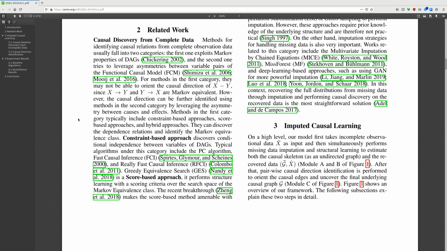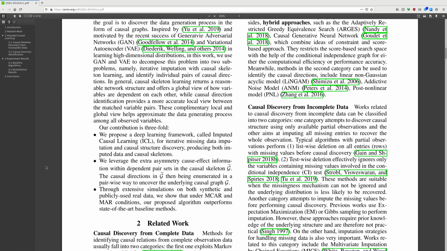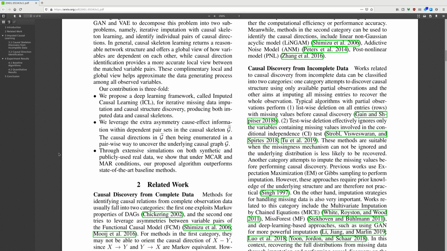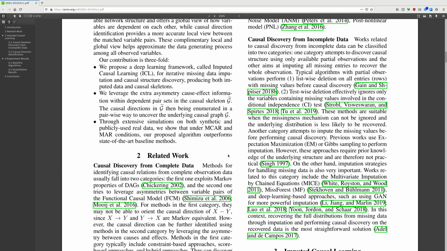So, the causal discovery from complete data. Constraint-based approach discovers conditional independence between variables of DAGs. Okay, and the score-based approach performs structure learning with scoring criteria over the search space of the Markov equivalence class. Okay, interesting. And the contribution of this paper is to propose a deep learning framework, leveraging extra asymmetry in cause-effect information within the dependence pair set in causal skeleton. The causal directions are enumerated in a pairwise way to uncover the underlying causal graph. And through extensive simulations on both synthetic and publicly used real data, they show that under MCAR and MAR conditions it outperforms the state of the art.